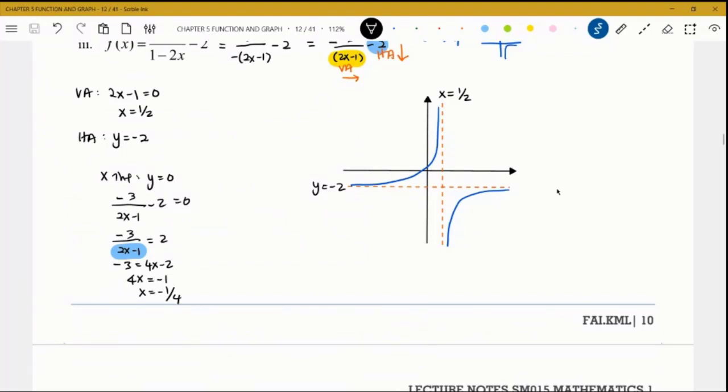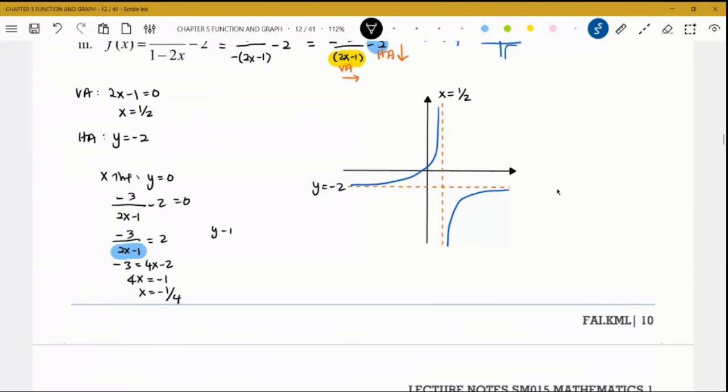So ini baru x-intercept x, saya tak cari lagi y-intercept. So we bring up, so we're going to have 4x minus 2. So 4x will be negative 3 plus 2. Since I bring the negative 2 to the left hand side, will be negative 1. So x adalah negative 1 over 4. So your x-intercept supposed to be negative 1 over 4. Okay, tak apa, kejap lagi kita ubah.